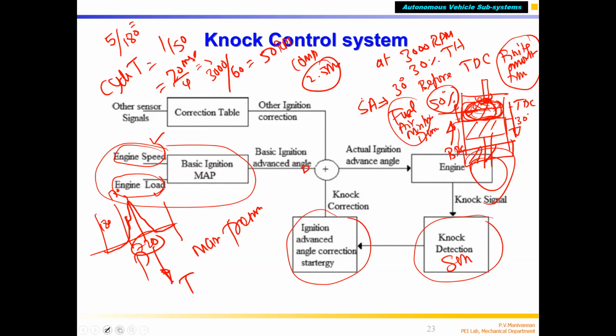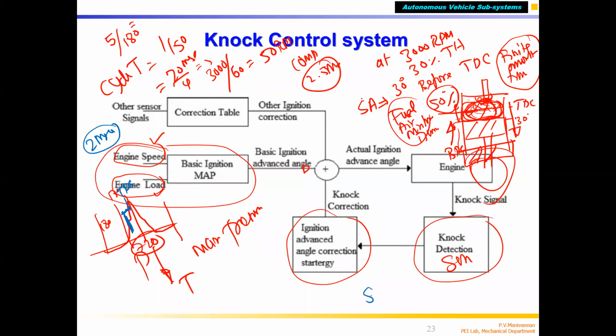you can see that I am marking with a different color. I am giving spark here, and this is my TDC. So this time should be equal to 2 milliseconds. 2 milliseconds time is needed. That means you have to give the spark before that. Accordingly, you have to calculate what is the angle. That is the spark advance.